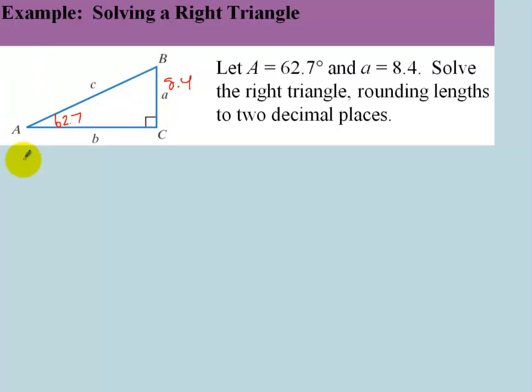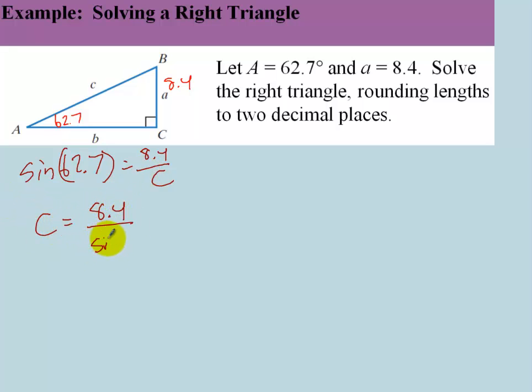Well, one thing you can do is you know that sine of 62.7 has got to equal the opposite over hypotenuse, so 8.4 over c. I can rearrange that to say c equals 8.4 over sine of 62.7. You have to plug that into your calculator because we don't really know something like that by heart. It's not on the unit circle. And what you're going to get is c equals 9.45.